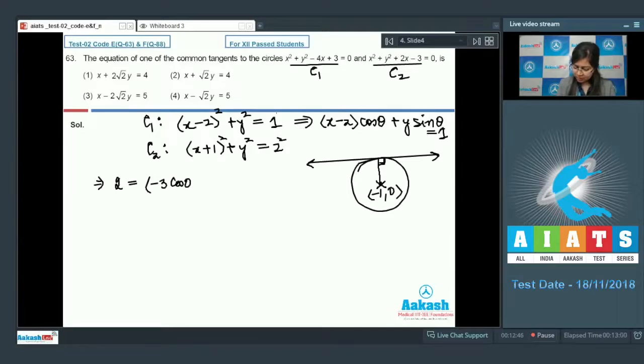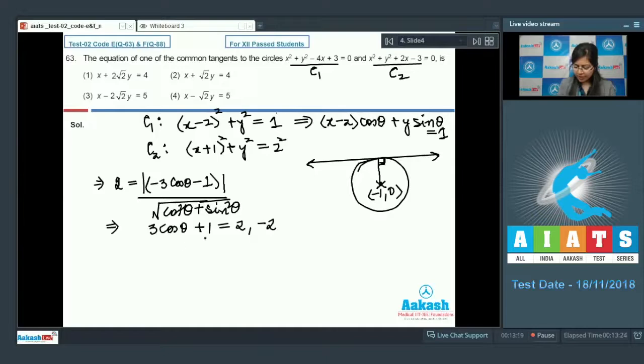minus 3 cos theta plus 0 into sin theta minus 1 mod upon under root of coefficient of x whole square, that is cos square theta, plus coefficient of y whole square, that is sin square theta. So denominator will directly be equal to 1. So we get that 3 cos theta plus 1 is equal to 2, or it is equal to minus 2. So from here we get that 3 cos theta is equal to 1, or 3 cos theta is equal to minus 3. That is cos theta is either equal to 1 by 3 or cos theta is equal to minus 1.